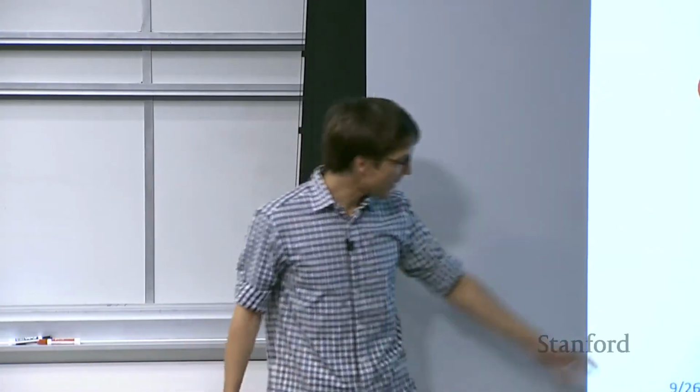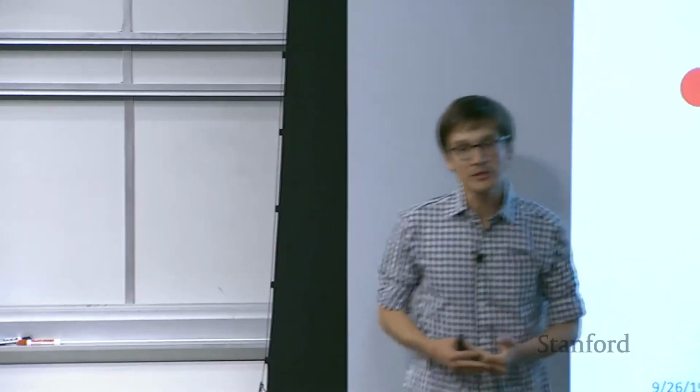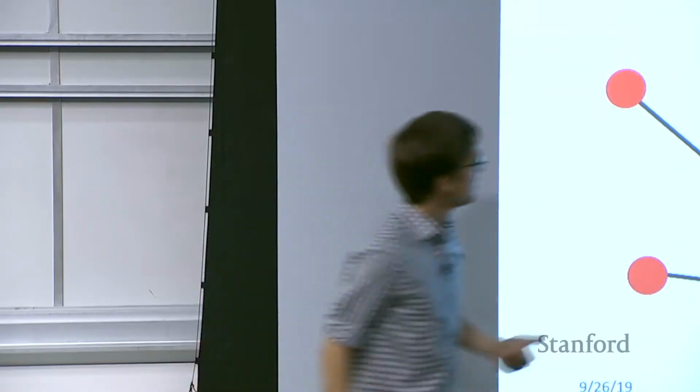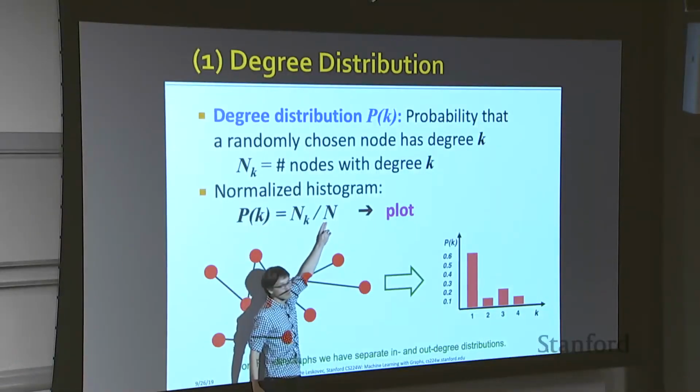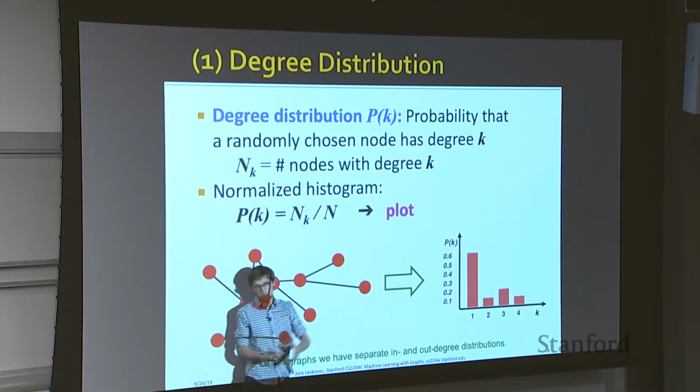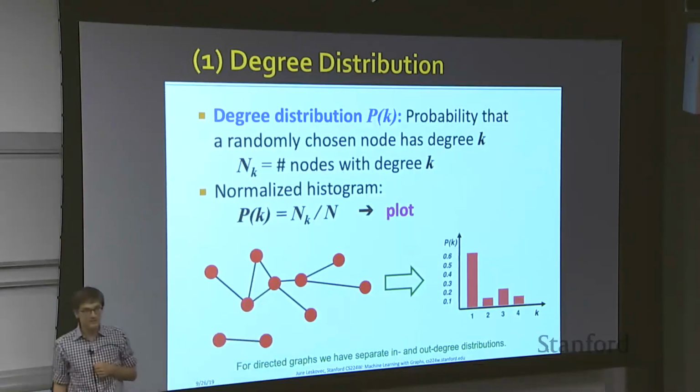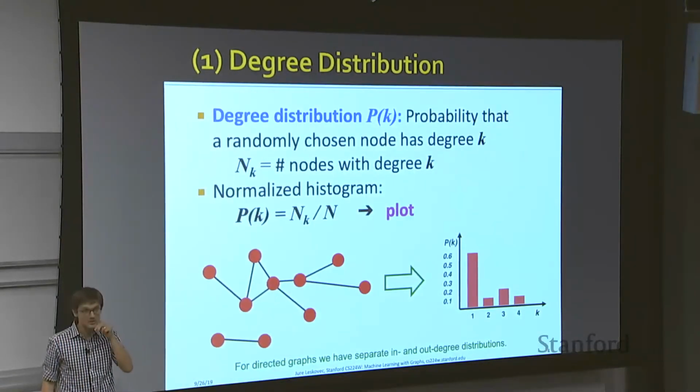If you are in a directed graph, then you would have 2 histograms, a histogram of in-degree distribution and a histogram of out-degree distribution, right? Because now every node has an in-degree and an out-degree. But in an undirected graph, it's one simple histogram that you can normalize by the total number of nodes, or you just plot the counts themselves. Okay, so that's called degree distribution.